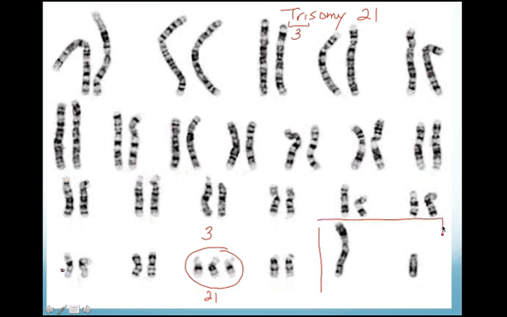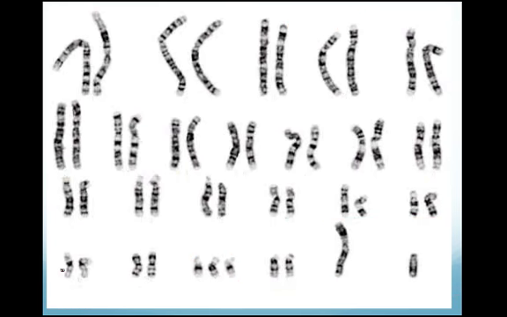Finally, we can look at the sex chromosomes. So these are my sex chromosomes that determine the gender. My sex chromosomes on this karyotype show me that I have an X and I have a Y, and you should remember that Y means guy. So this happens to be a karyotype of an individual with Down syndrome who happens to be male.